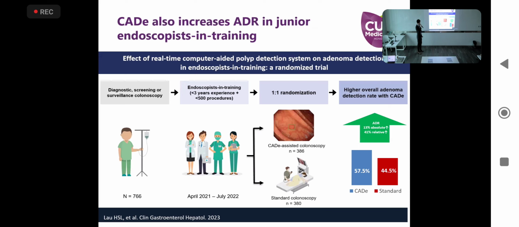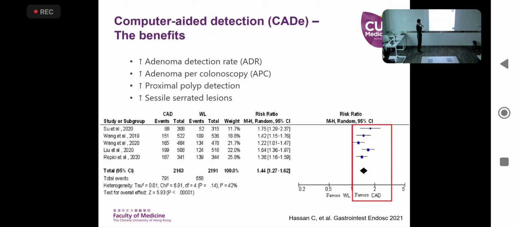Our group also recently did another trial showing that AI is very helpful in endoscopy training. We randomized endoscopists in training, juniors with less than 500 colonoscopies of experience, to receive AI-assisted or standard colonoscopy. We found that the overall ADR can be increased by 13% absolutely, and even 40% relatively. Therefore, it may be a future trend to incorporate this into our training curriculum as well. After all, the meta-analysis summarized different randomized trials and showed that the overall adenoma detection rate, adenoma per colonoscopy (APC), and even proximal and sessile serrated lesion detection can be increased by AI.